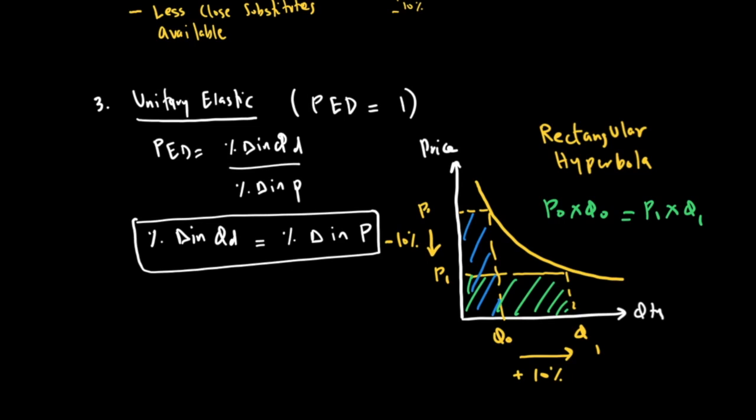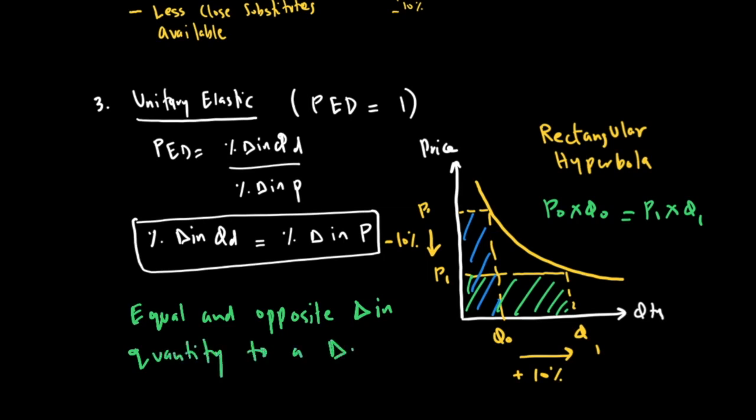But more importantly, whenever the price goes down by 10%, quantity demanded will go up by 10%. If the price goes up by, let's say, 2%, quantity demanded will go down by an equal and opposite amount. So there is an equal and opposite change in quantity demanded to a change in price.